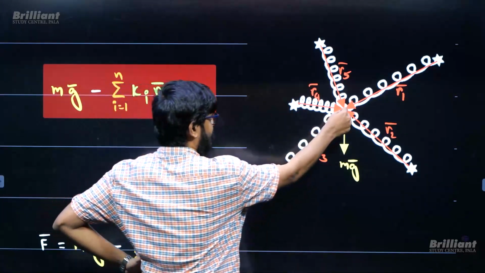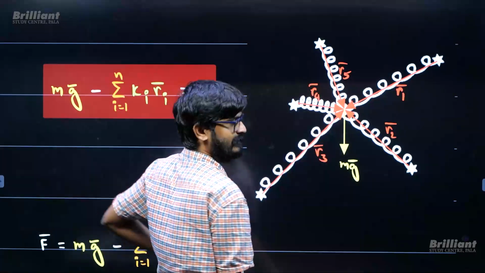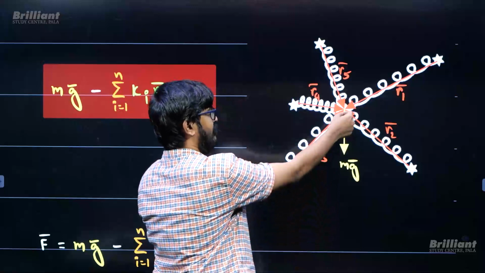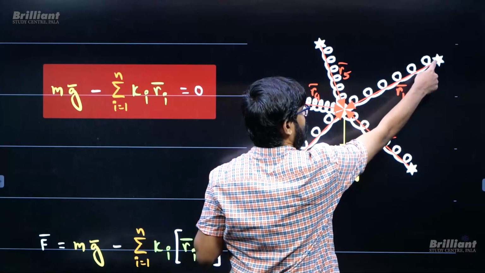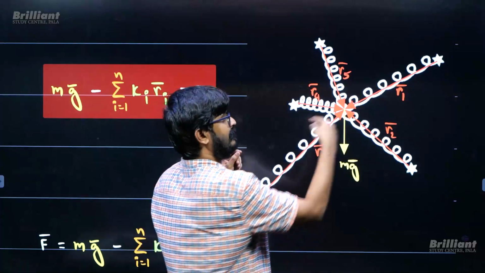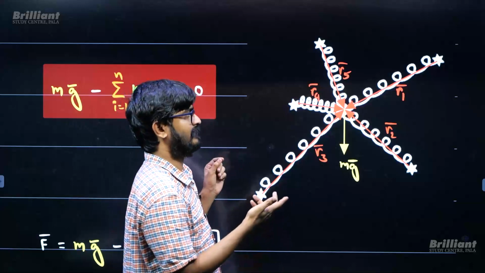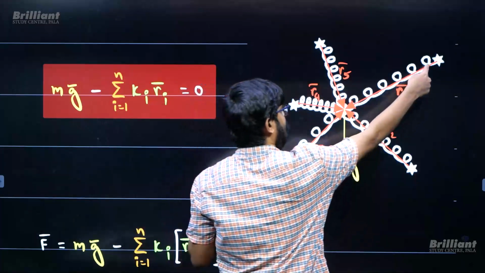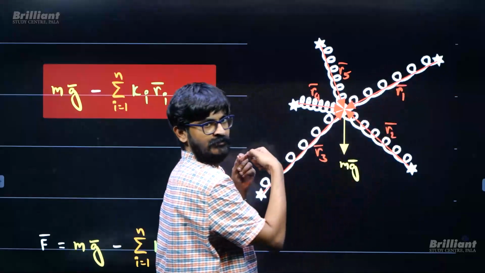From here, if you displace it by any amount x in any direction, all this need not be in the same plane. They are not in the same plane also. If you disturb it by amount x, then what is the net expansion of this spring? New length is nothing but total expansion of the spring, since the natural length is 0. Now, the new length is how much? R1 bar plus x bar.